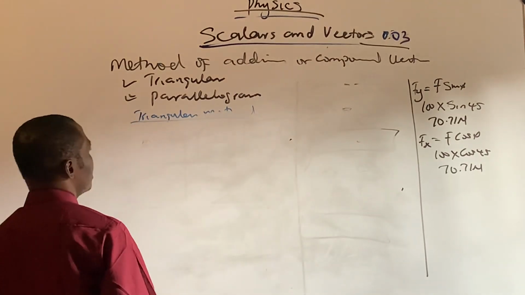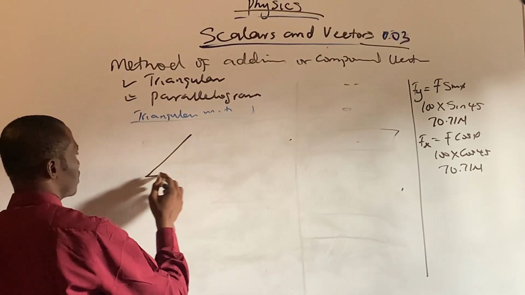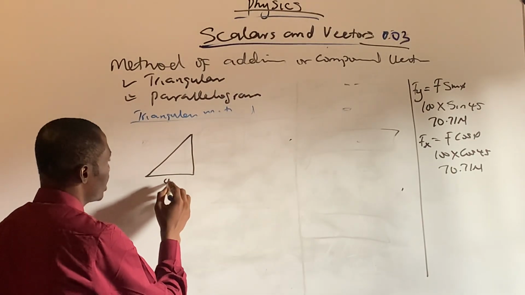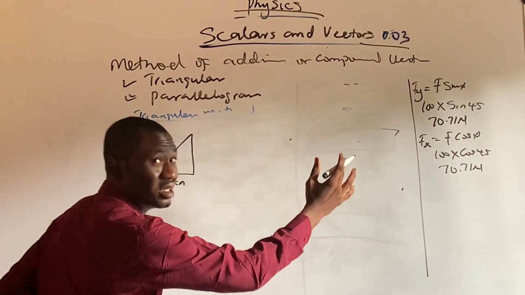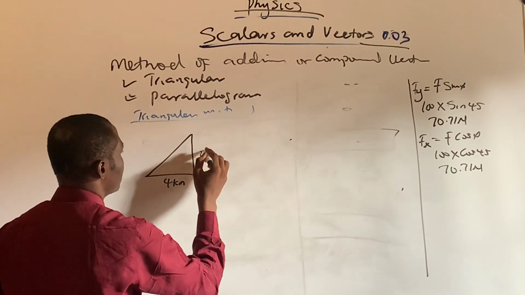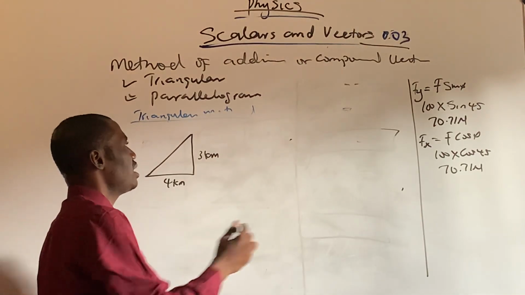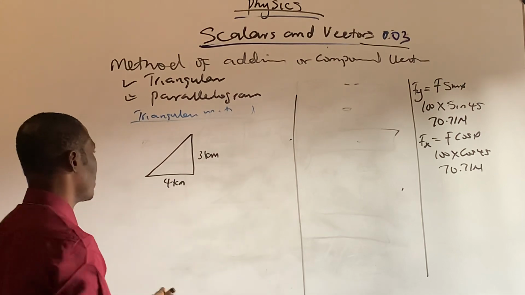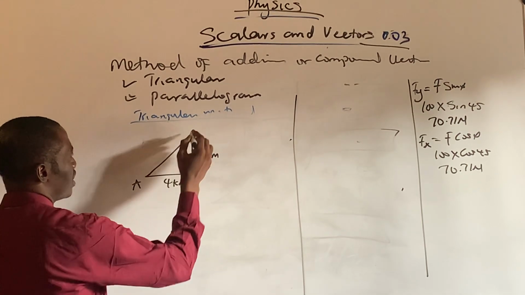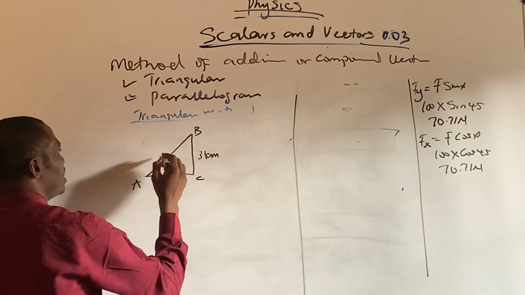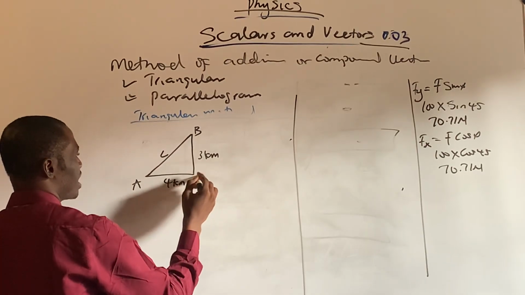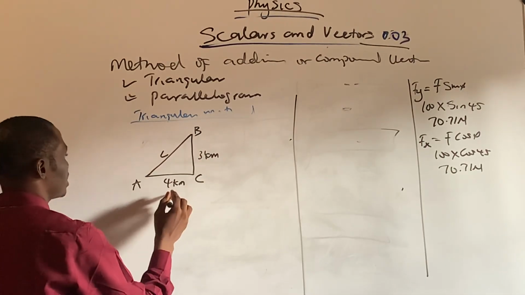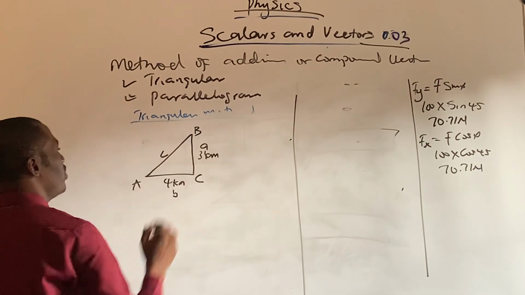Let's say that a triangle is given to us, or a body or a car moves 4 kilometers to the east and then 3 kilometers to the north. In this illustration, notice that this is a triangle. This is where the angles A, B, C are. So this is small letter c, this is capital letter C. These are the sides of the triangle. Opposite to B is small letter b over here, and here will be small letter a.